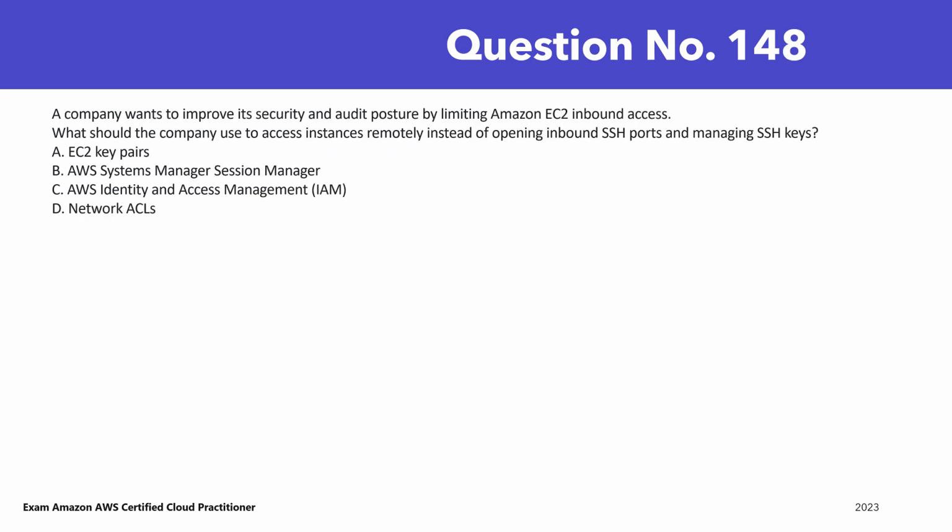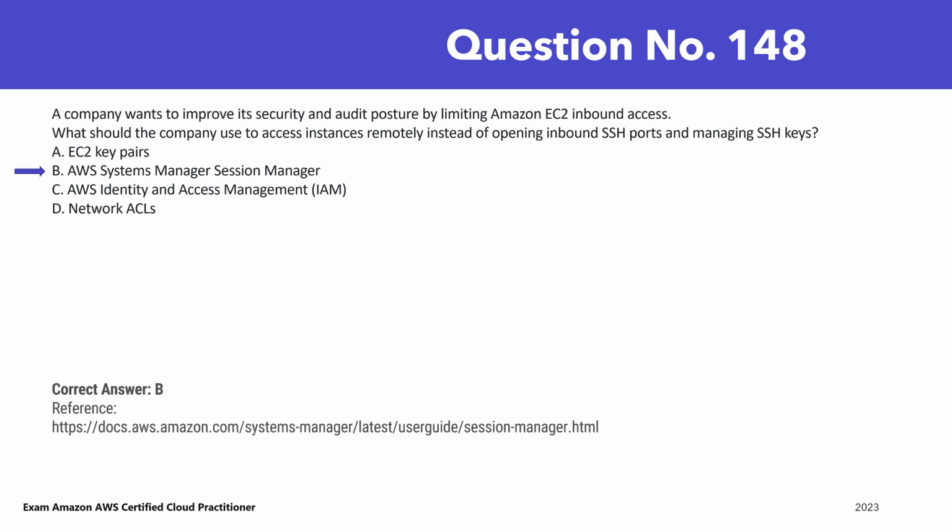A company wants to improve its security and audit posture by limiting Amazon EC2 inbound access. What should the company use to access instances remotely instead of opening inbound SSH ports and managing SSH keys? A. EC2 key pairs. B. AWS Systems Manager Session Manager. C. AWS Identity and Access Management, IAM. D. Network ACLs. Correct answer, B.